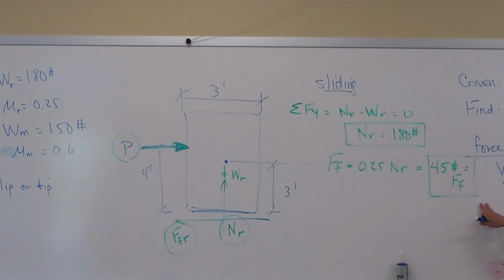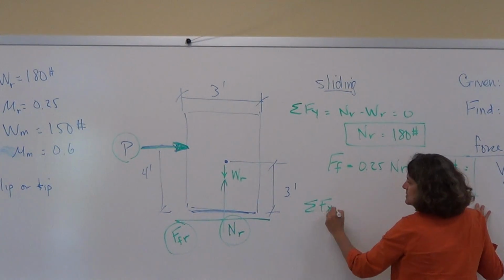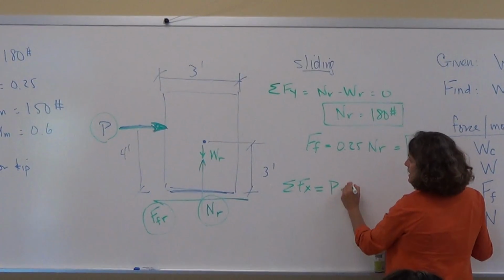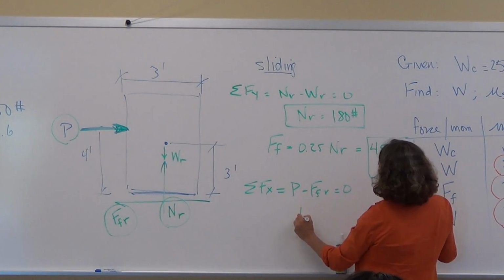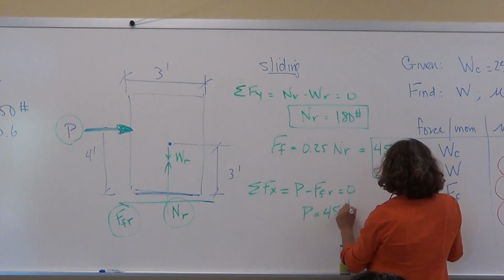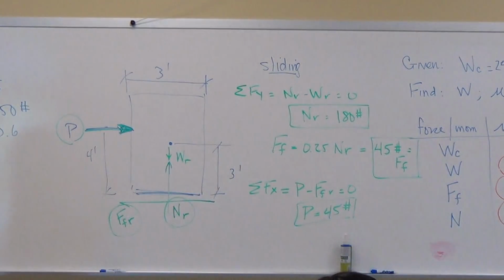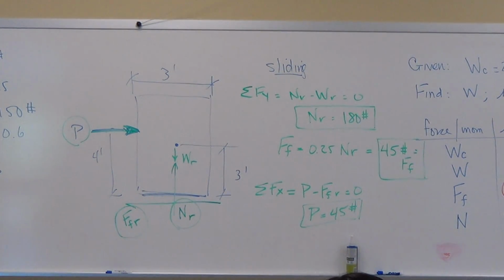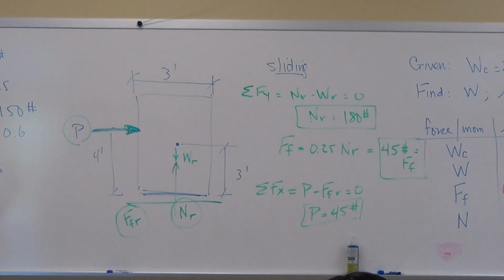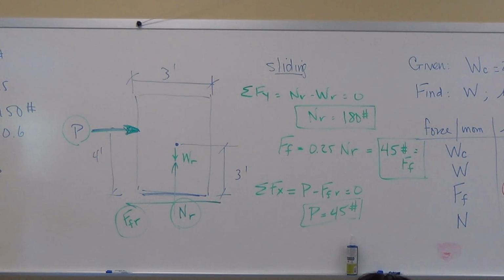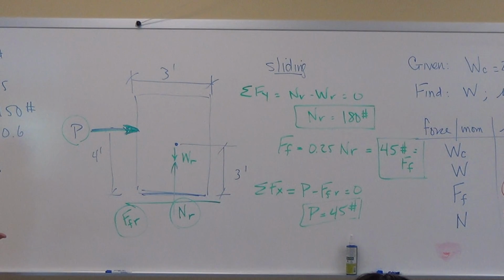Right, 45.90, yeah. What's the third equation you want to do? Sum of the forces in the x. P minus the frictional force equals, and P is equal to 45 pounds. So in order for this to slide, what do you have to apply? A little more than 45. It's in static equilibrium right now. A little bit more than 45 pounds. Don't write all the numbers down, I have it. Kyle has it. A little bit more than 45 pounds is going to get this to slide.